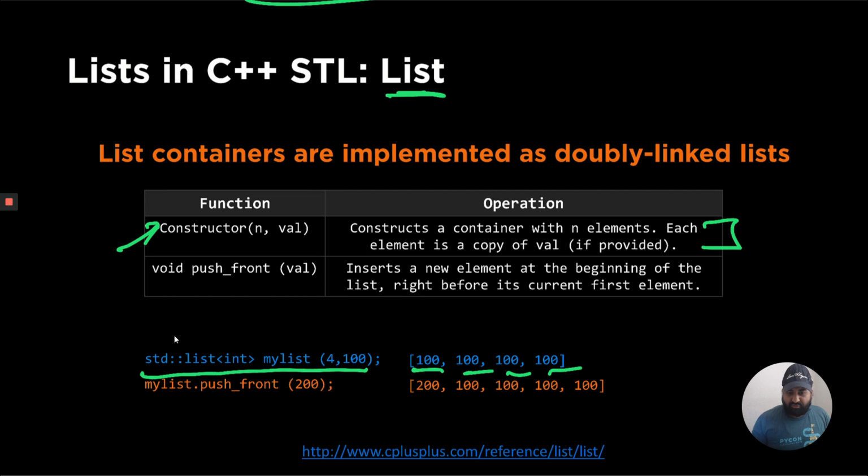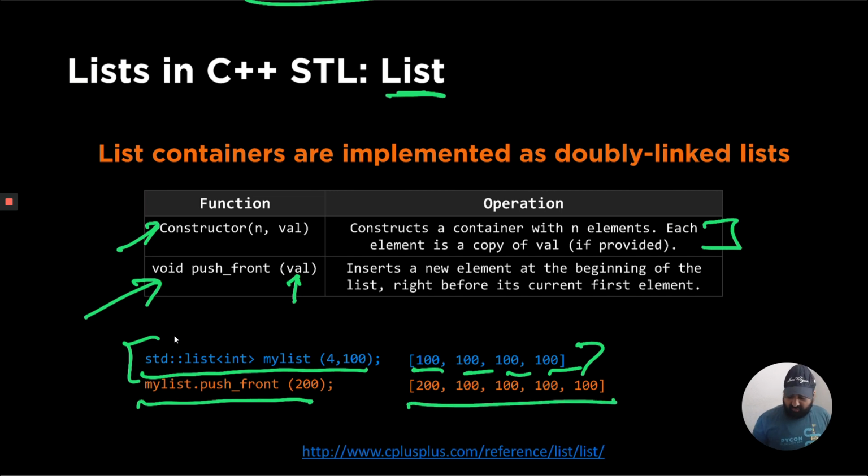For the first project, you have to implement a templated linked list, and you cannot use something from the library. That's forbidden. But for this particular function, push front, this adds a new element at the beginning of the list, right before the first element. So it creates a new node with the value val. In this case, if I do push front 200, my new list would look something like this: 200, 100, 100, and 100. Now, one question you might be asking is, how do I traverse or print this list out?